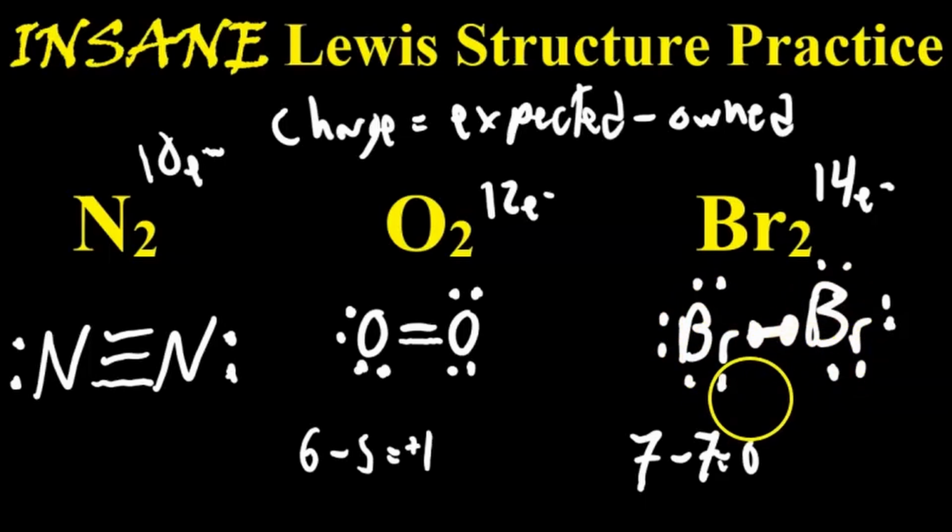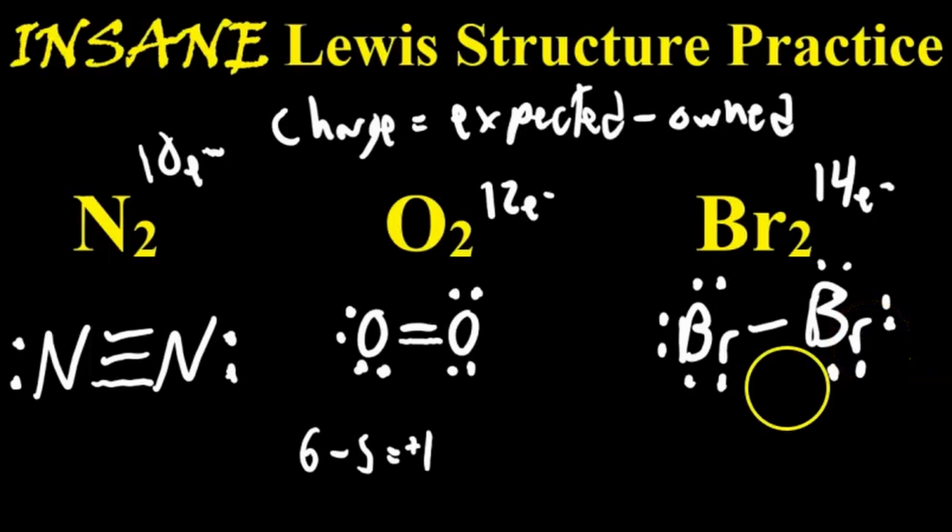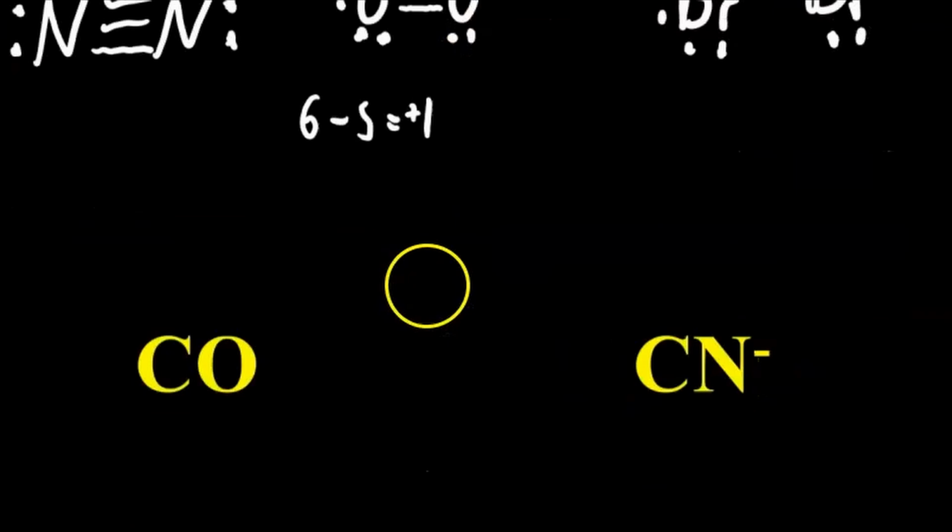So since there's no charge, we check to see if there's an octet. 2, 4, 6, 8. There's 8 electrons associated with this bromine. Same with this one, there's 8 electrons. So we're done. We don't have to make any double bonds or triple bonds or anything like that. That's our structure.